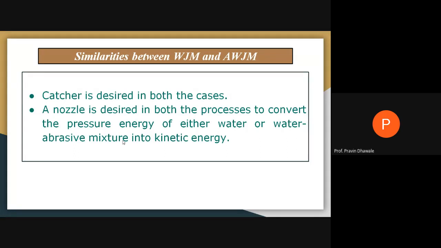A nozzle is designed in both the processes to convert pressure energy of either water or water abrasive mixture into kinetic energy. Means, in case of water jet machining, you require the nozzle in order to convert the pressure energy of water into a high velocity water jet. And in case of abrasive water jet machining, you are getting a mixture of abrasive and water at the inlet of the nozzle, and at the outlet of the nozzle you are getting a high velocity abrasive jet. So in both the cases we must require the nozzle in order to convert the pressure energy of a working fluid into its kinetic energy, right?